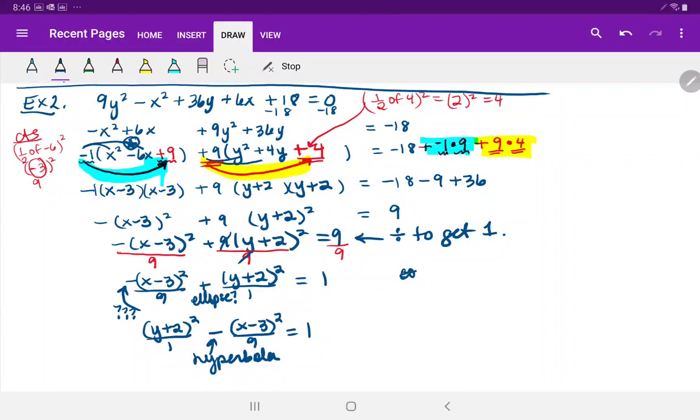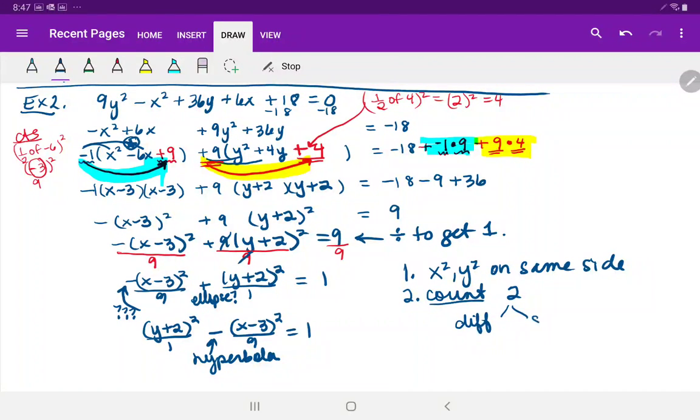So first of all, you need the squared terms. So you need x squared and y squared on the same side. That's step 1. And are my x squared and my y squared on the same side? They are. Okay, step 2 is you count how many you have. Okay, and I have 2. Then you check if they have the different sign or the same sign.